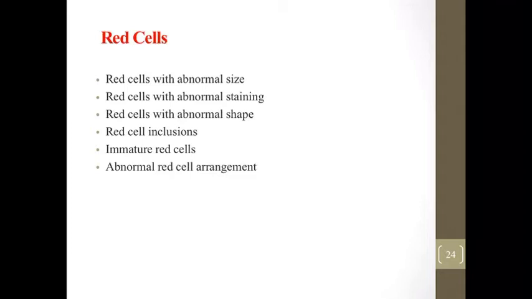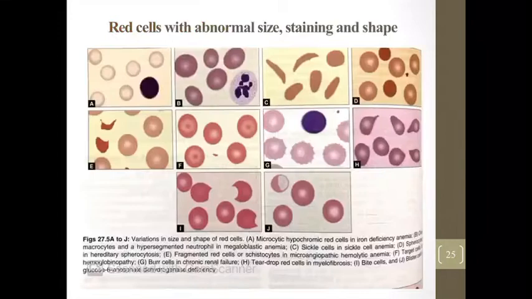Next, presence of any immature cell like polychromatic cell, nucleated red cell, reticulocyte count. Then abnormal red cell arrangement like clumping of the red cells, rouleau formation of the red cells. So all these parameters we have to see in the microscope for the red cell.